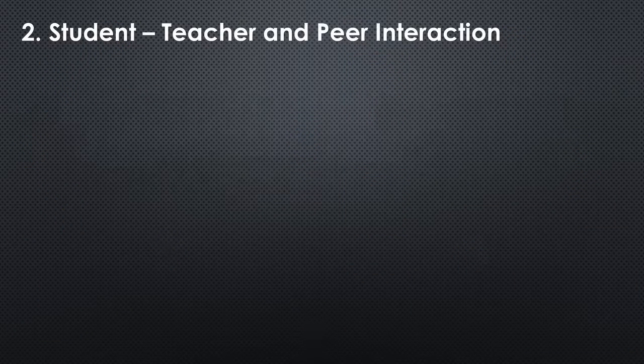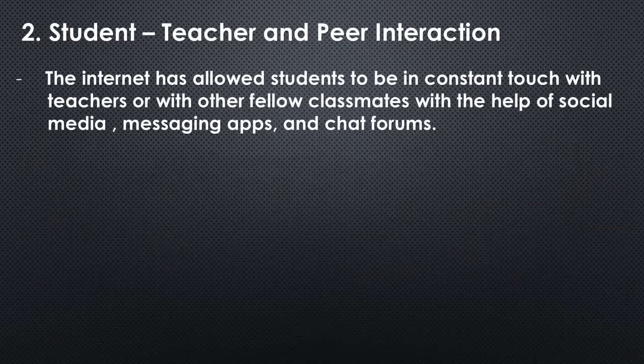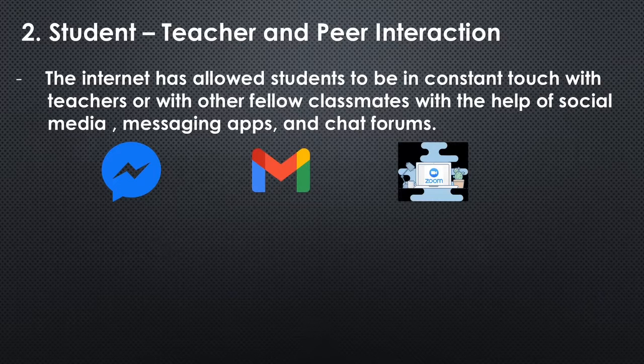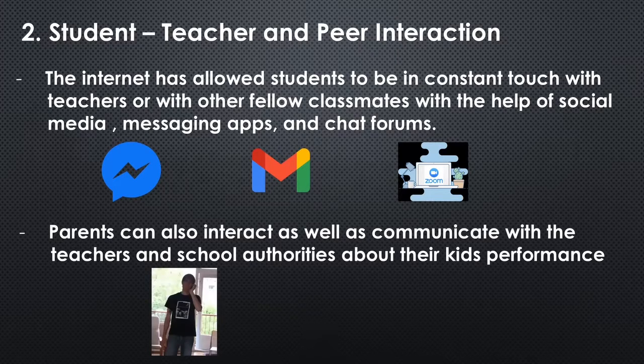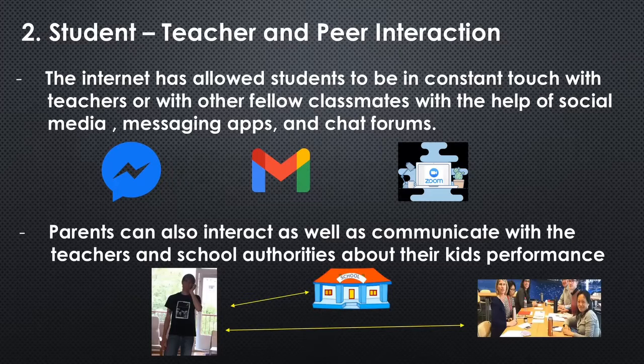Number 2. Student, teacher, and peer interaction. The internet has allowed students to be in constant touch with teachers or with other fellow classmates with the help of social media, messaging apps, and chat forums. In addition, parents can also interact as well as communicate with the teachers and school authorities about their kids' performance.